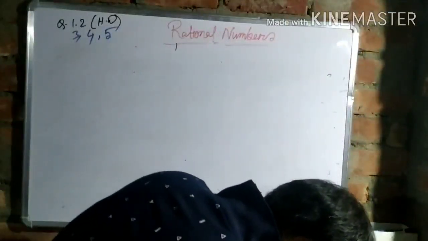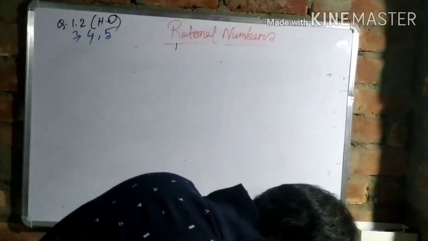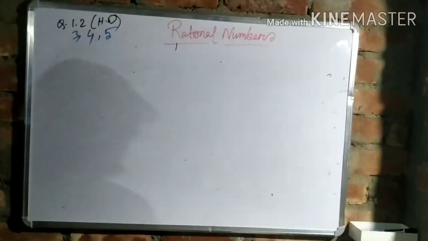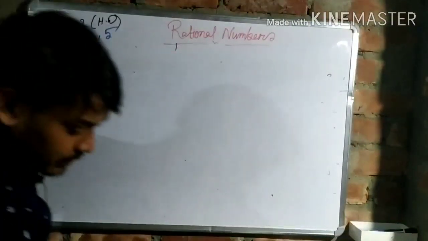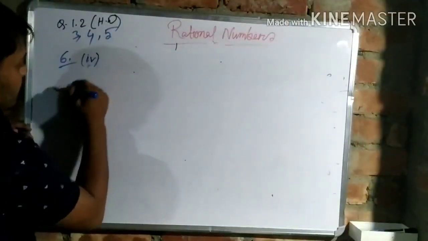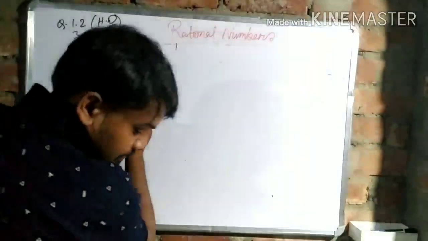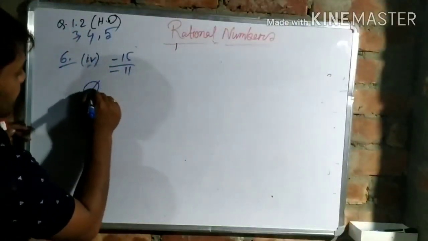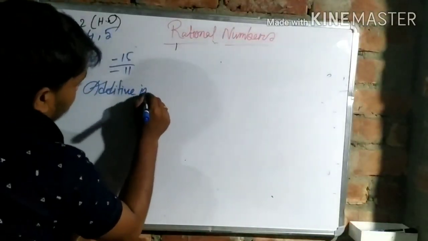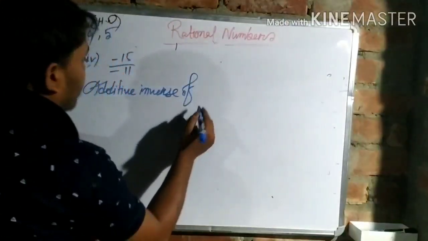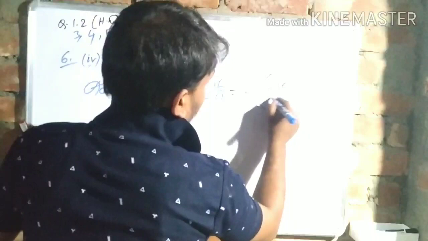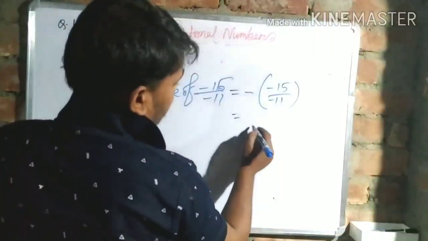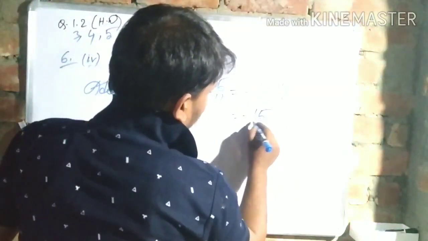Next, find the additive inverse. Additive inverse is also very easy, so question number 6. Okay, I take question 4. Minus 15 by minus 11. So what is the additive inverse of minus 15 by minus 11? It equals 15 by minus 11. So minus minus cut, so it becomes minus 15 by 11. Okay.